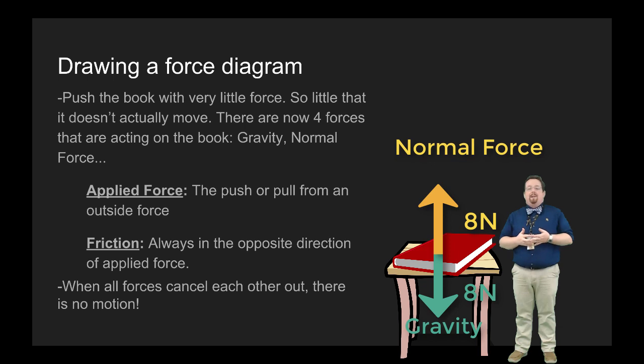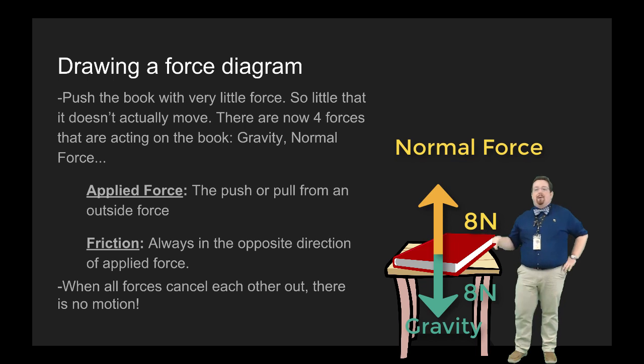The applied force is imposed on the object by another object. This is the force you most often think about when you think about pushing on an object. The force of friction always goes in the opposite direction of the applied force. Friction tends to increase with more applied force, but there's a limit to the friction based on how rough the surface and the object are.